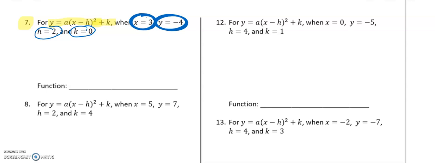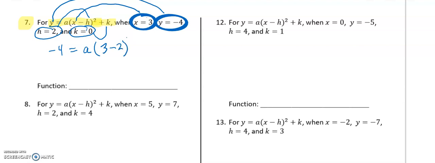Okay, so let's see, there goes y, 3 is going to go in for x, 2 for h, and 0 for k. So, -4 goes in for y equals a, solving for a, times 3 goes in for x, minus 2 for h squared, and then plus 0 for k.